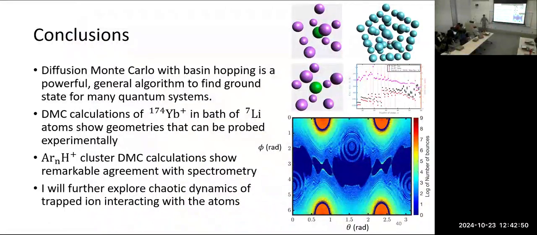And so now I'll conclude what I've done. In conclusion, I found that diffusion Monte Carlo, if you augment it with basin hopping and the longest processing time algorithm, becomes a very powerful and general algorithm for finding the ground state for many kinds of quantum systems. The diffusion Monte Carlo calculations of ytterbium ion in a bath of lithium atoms show geometries that you can probe experimentally. And in the case of protonated argon clusters, my DMC calculations show very close agreement with the experimentally determined stable atom-ion clusters. And then I'll be exploring the chaotic dynamics of an ion interacting with these atoms in the future.